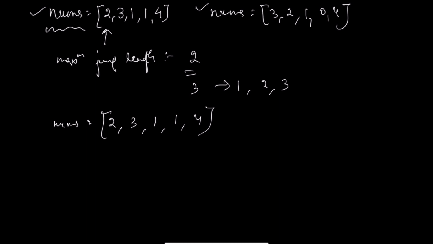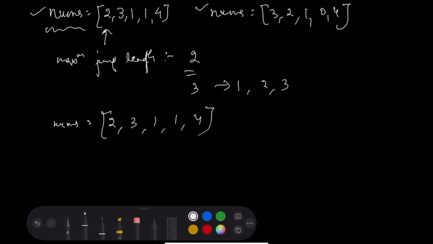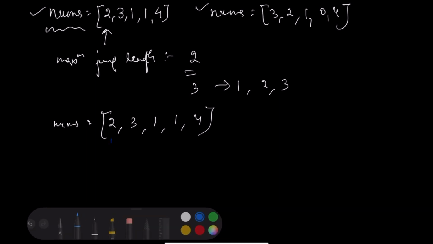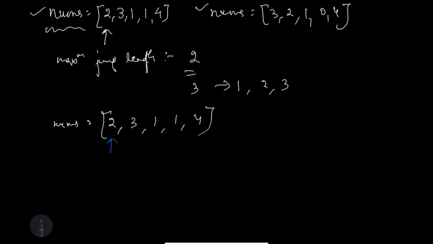So we know that every element represents its jump length. So here we have got 2. Now it does not mean that I have to move 2. I can also move 1. But let's just see, let's move 2. So when I move 2, I have got 1. So I can move 1. When I move 1, I can move 1. So I am reaching the last index. So I will return true here.